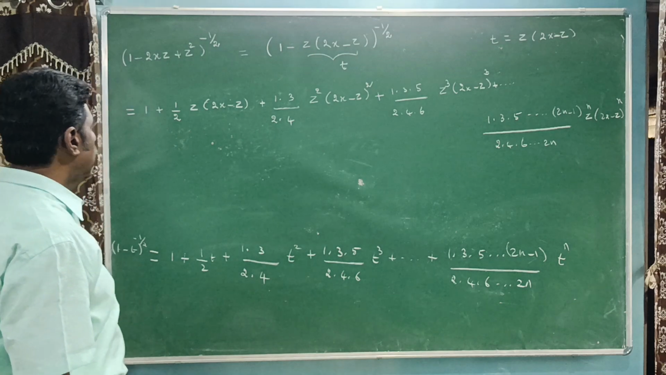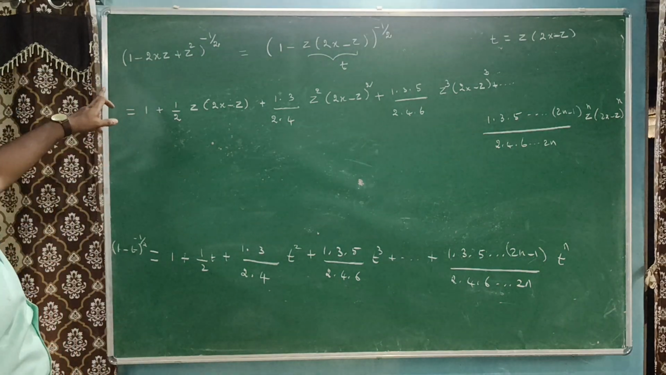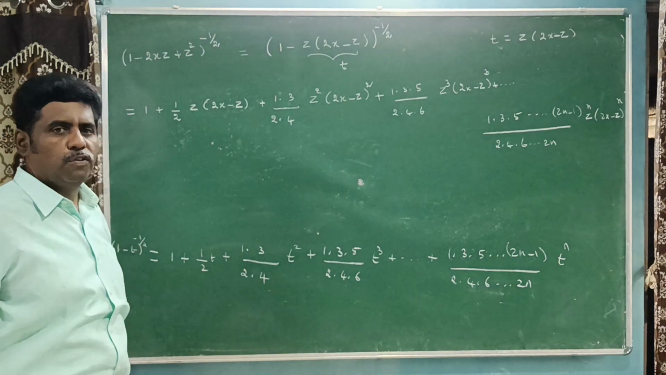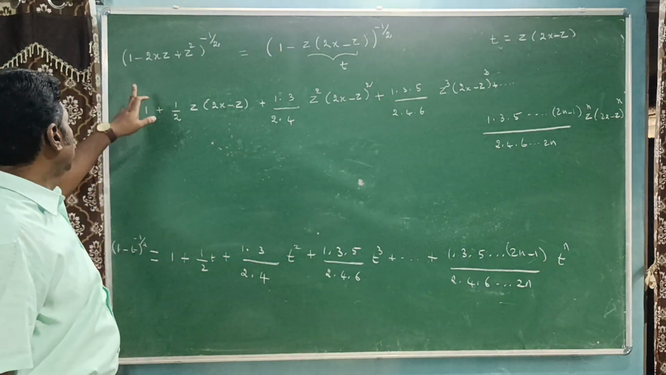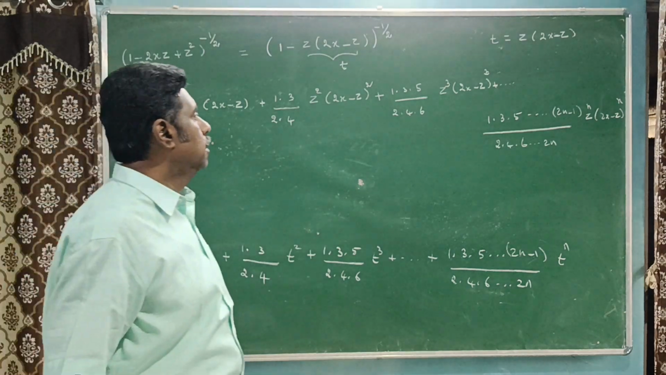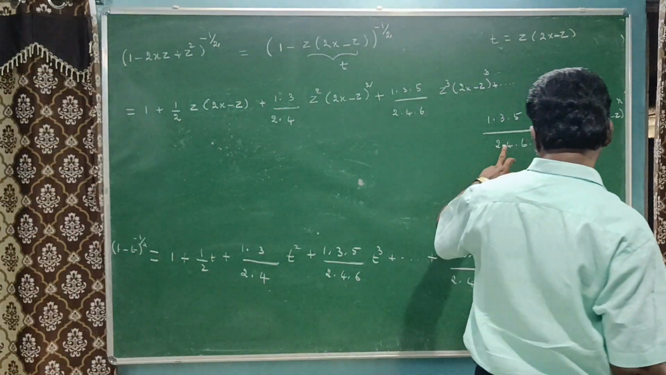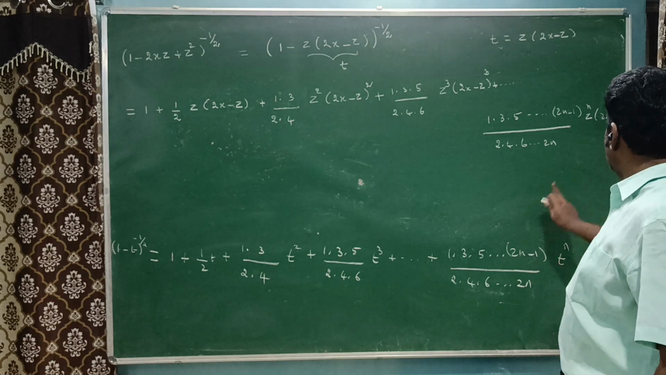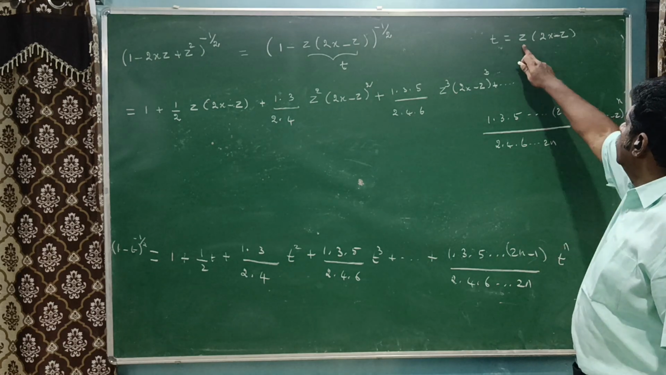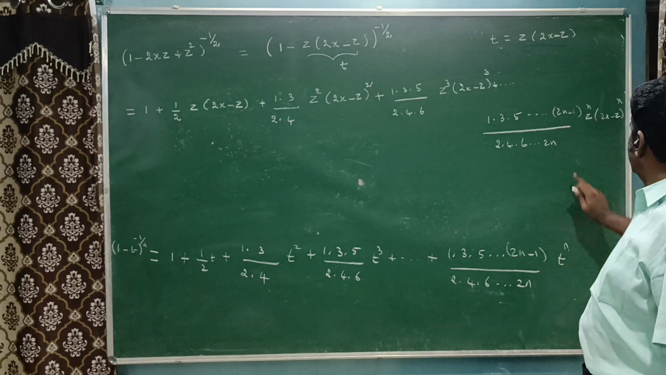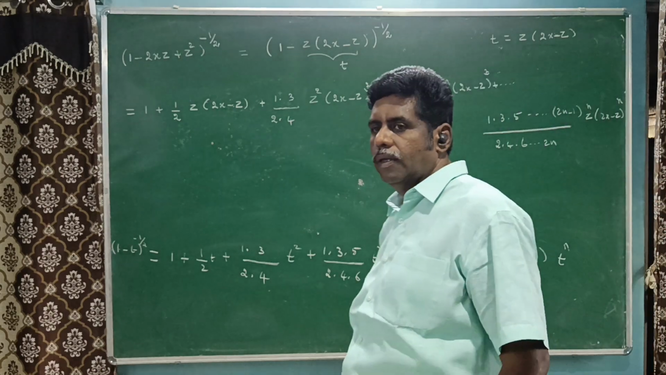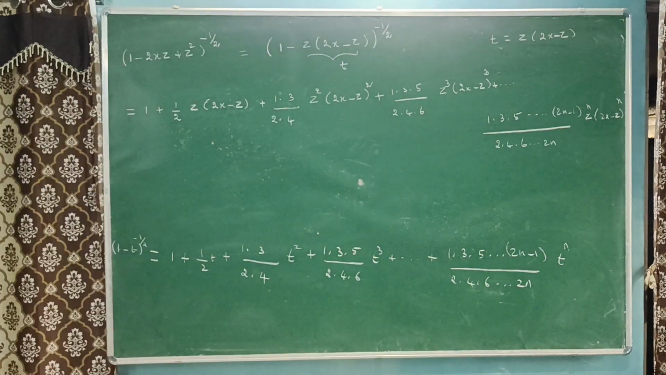This is the expansion of (1 − 2xz + z²)^(−1/2). We have expanded this term with the help of this formula. This is our nth term. Instead of t, we put t^n, that is z^n (2x − z)^n. Now we will simplify.